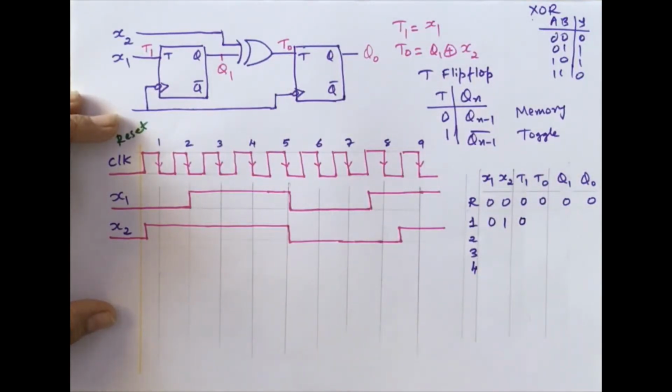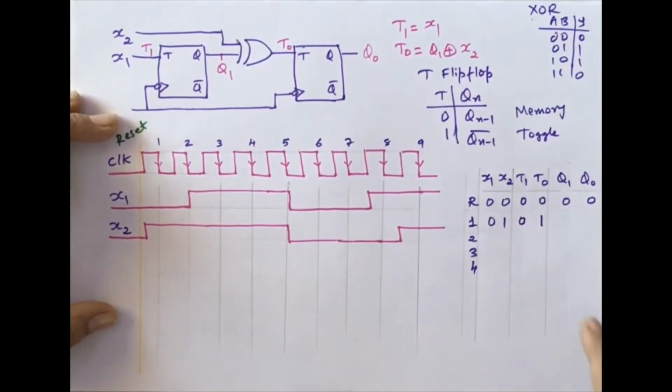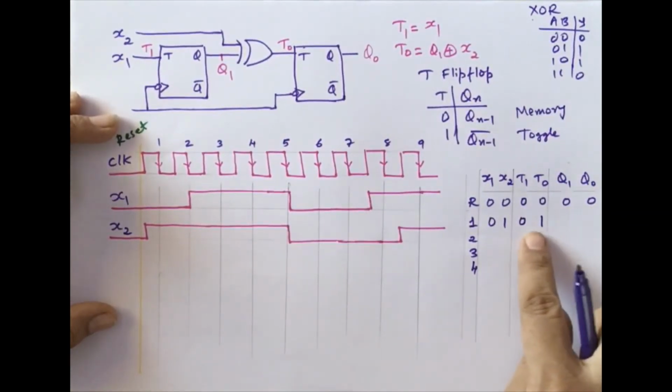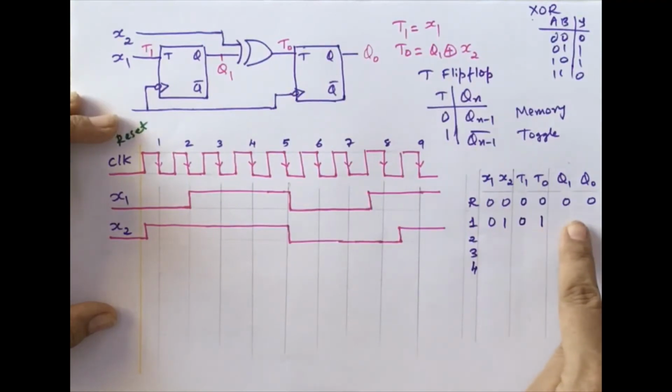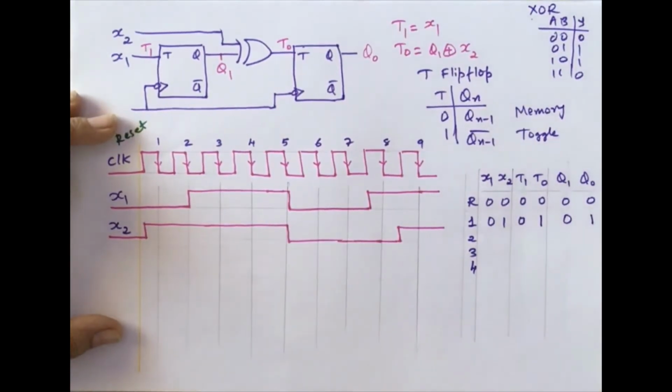X2 is 1. And previous Q1 was 0. So that XOR will result in 1. So now based on this 0 and 1, the output of the flip-flops will be decided. So the first flip-flop will remain in memory. So it is going to retain its previous state. But the 0th flip-flop is going to get toggled. So 0 will toggle to 1.